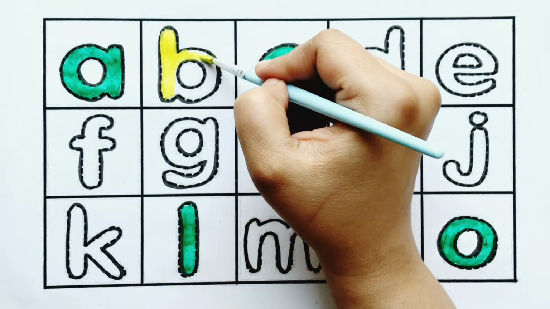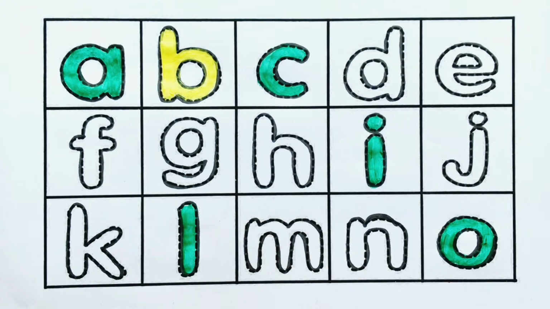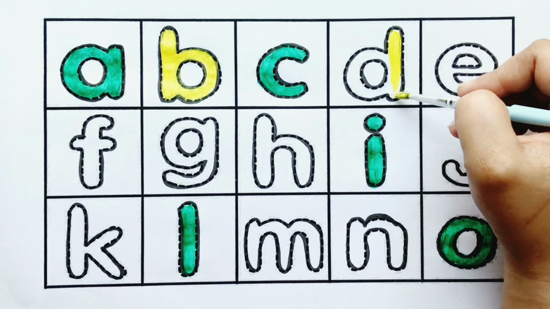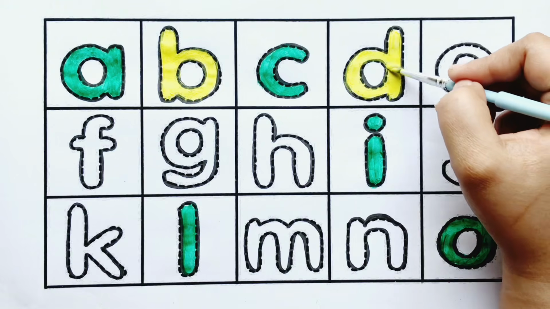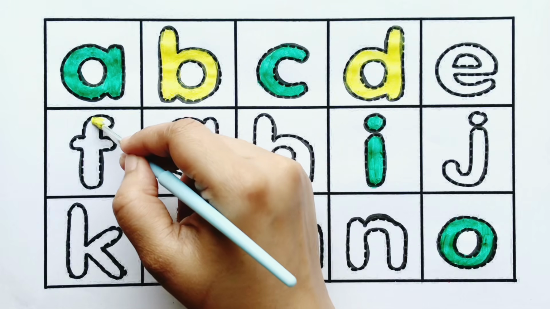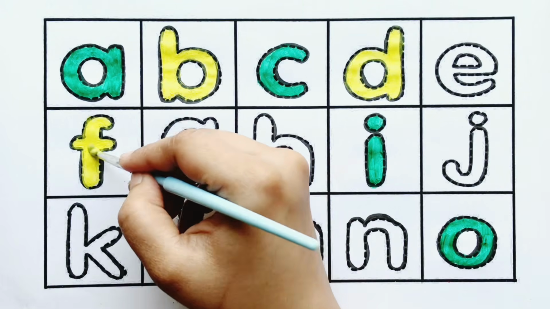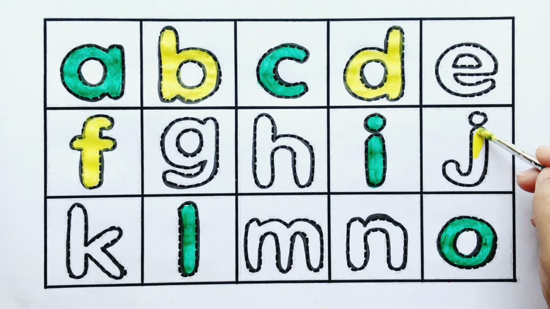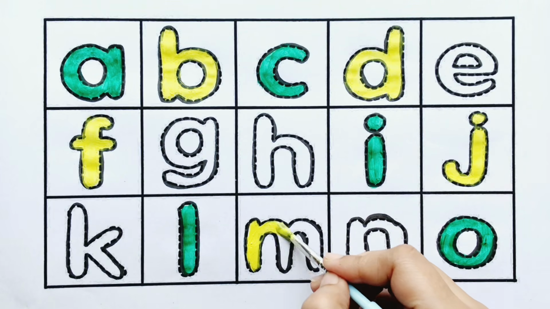Yellow color, B for banana. D for dog. F for flower. J for jelly. M for monkey.